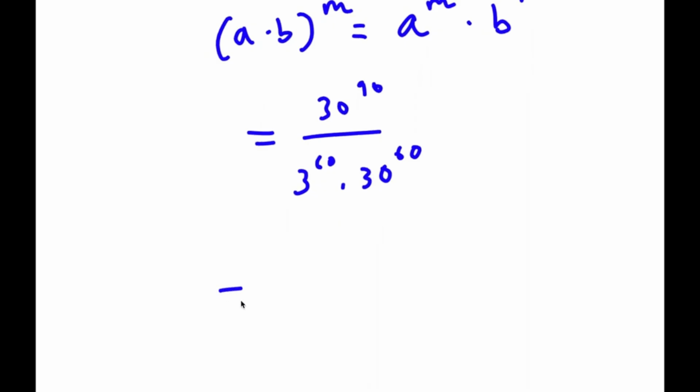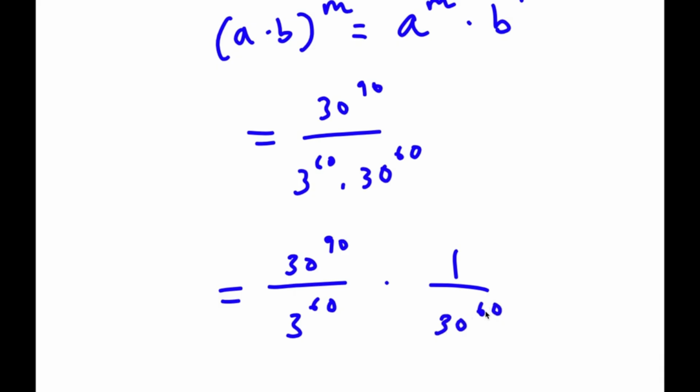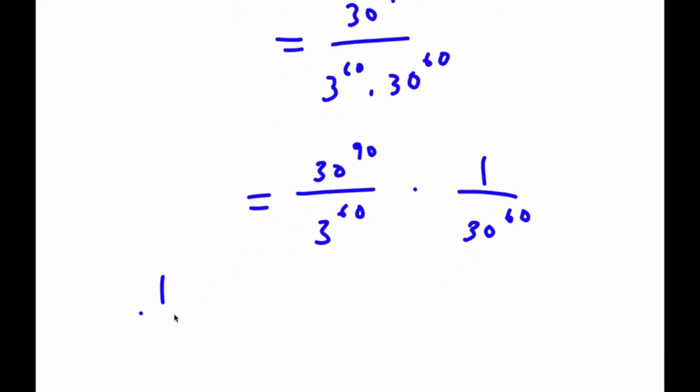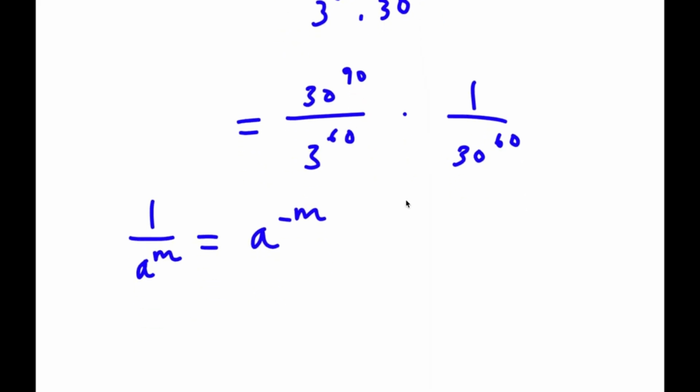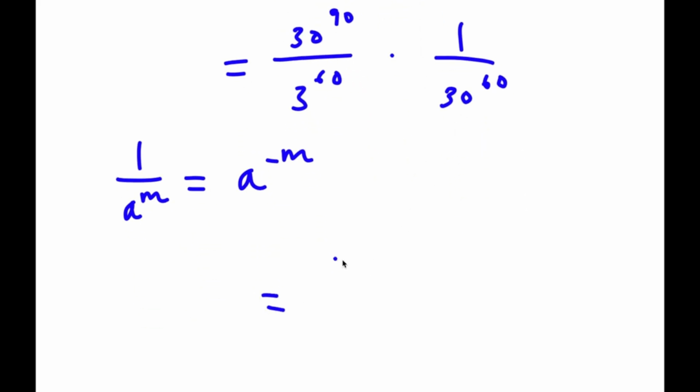Now, I can rewrite this as 30 to the power of 90 over 3 to the power of 60 times 1 over 30 to the power of 60. And if I have something in the form 1 over a to the power of m, it's the same thing as a to the power of negative m. So 1 over 30 to the power of 60, that's going to equal 30 to the power of negative 60.